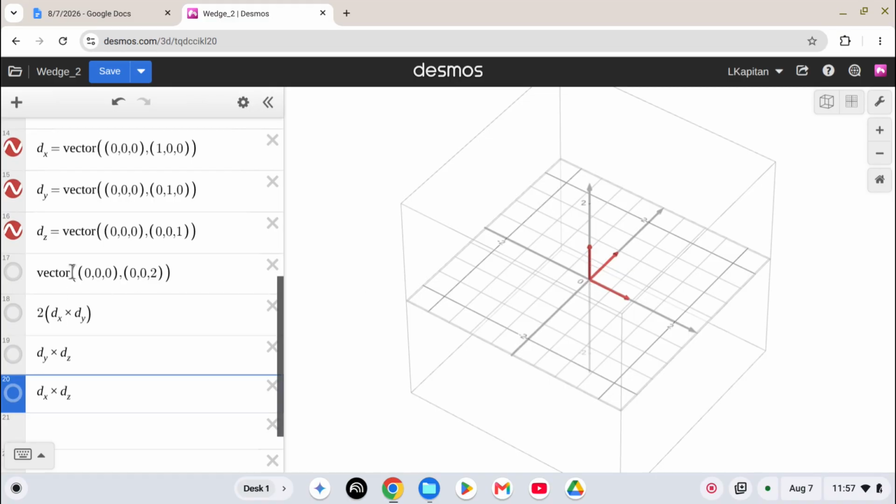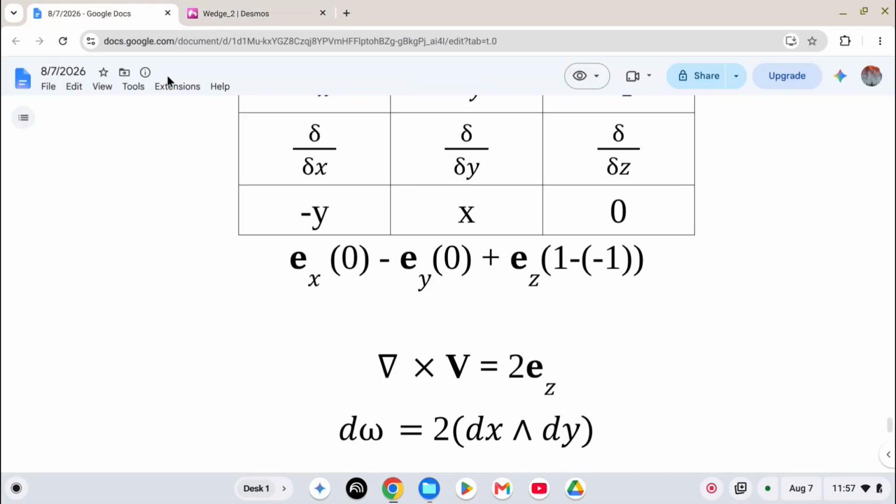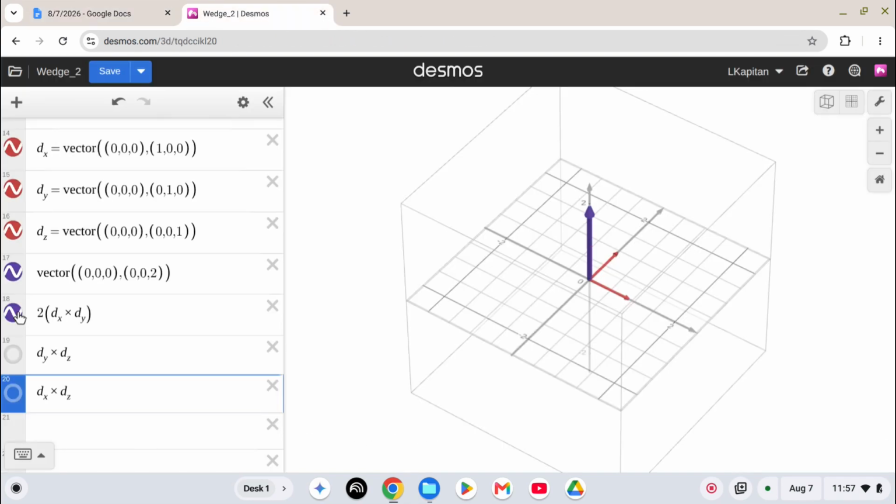And there's 2 of them. So it just makes that vector, which is 2 units long. And then we have 2 from this. We have 2 of these, right? Which is obviously the same thing.